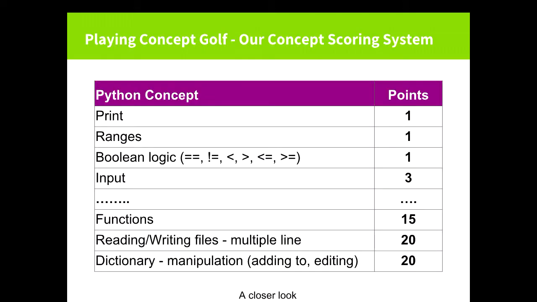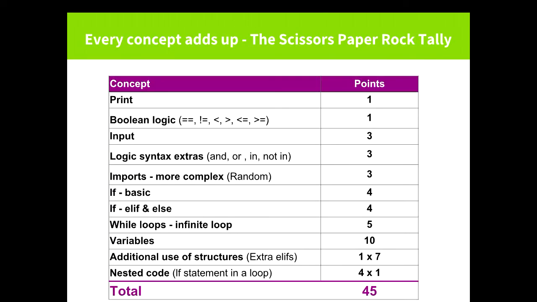So, yeah, just looking up close, we can see there's a whole range of different expenses you can pay. And what we go for on the day at GPN is 45 to 50 points for our base level project. So this is what we get when we tally up our beginner's scissors, paper, rock game.